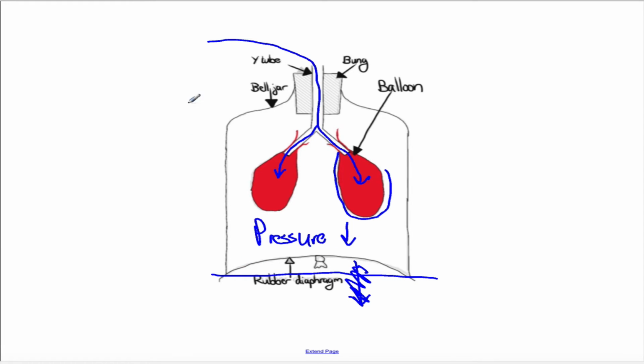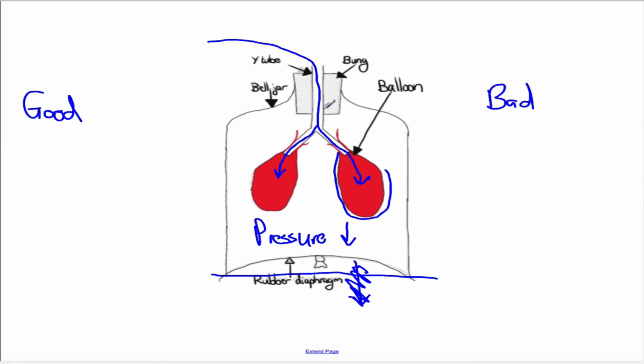Okay, so this is a very, very good model for explaining how the lungs can inflate and deflate as a result of these movements. You could be asked to evaluate this as a model. So if it asks you to do that, what you're going to try and do is make a few points about why this is a good model and a few points about why this is a not so good model.